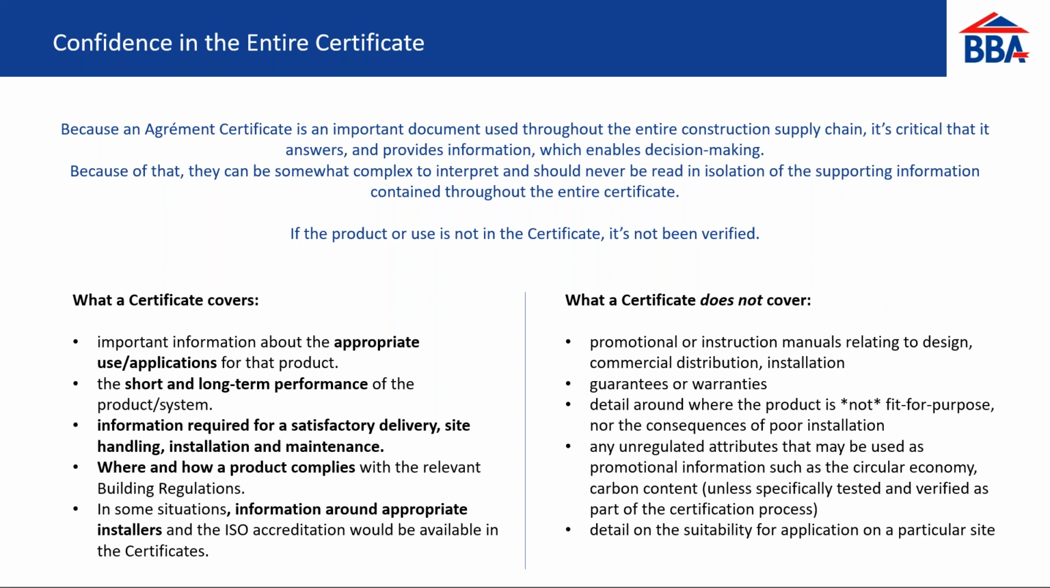Most importantly, what a certificate doesn't cover. It certainly doesn't cover any promotional or instruction manuals relating to the design, commercial distribution, and installation of the product. These should always be looked up on the manufacturer's website or requested from the manufacturer, because they are very specific to their products and they will provide all the information necessary. It does not provide any guarantee or warranty. An agreement certificate is not a guarantee. This is one aspect that we will discuss later on, because it could cause great confusion to end users. A certificate doesn't provide any detail around where the product is not fit for purpose, nor the consequences of potential poor installation.